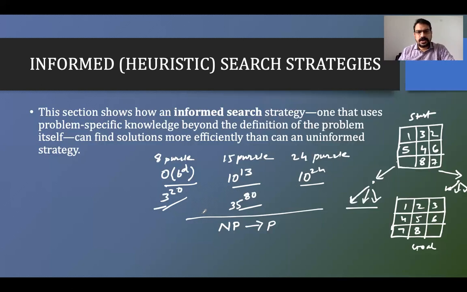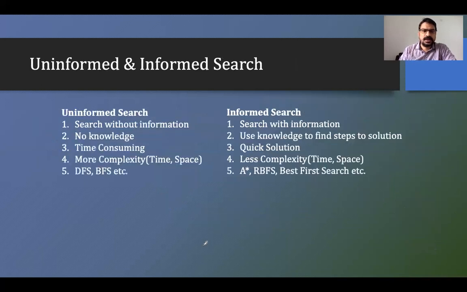Okay, so let's dig into the heuristic, and let's see what we mean by heuristic. Because heuristic is a new term for you. So let's talk about the heuristic. Okay, so this is the difference between informed and uninformed search. Let's quickly go through what the difference should be. So search without information, right? Here we have some information, input has been given, some other information has been given. No knowledge versus using the knowledge to find a step to the solution.